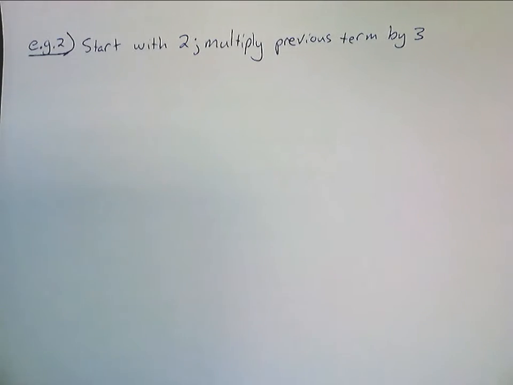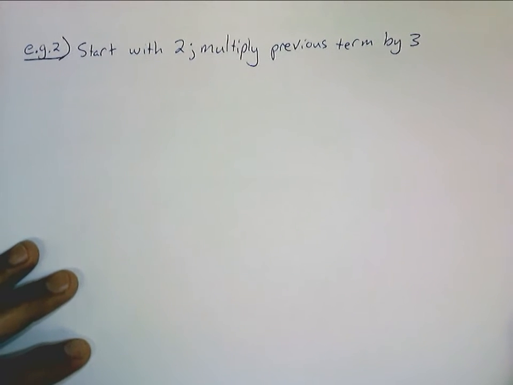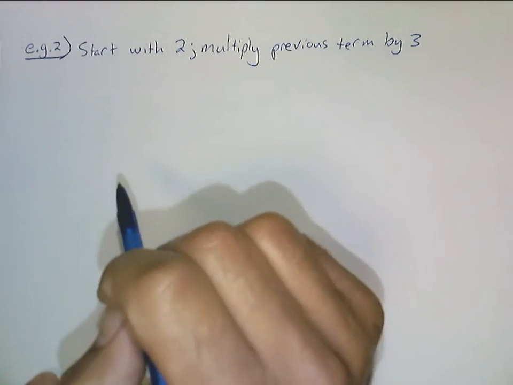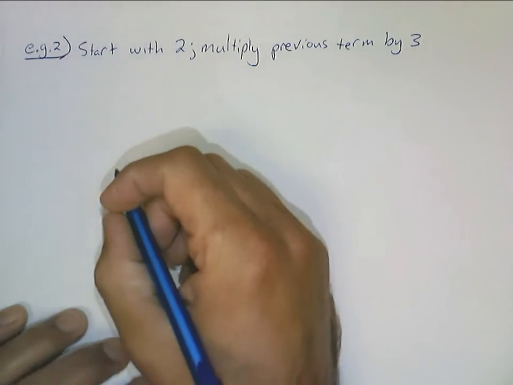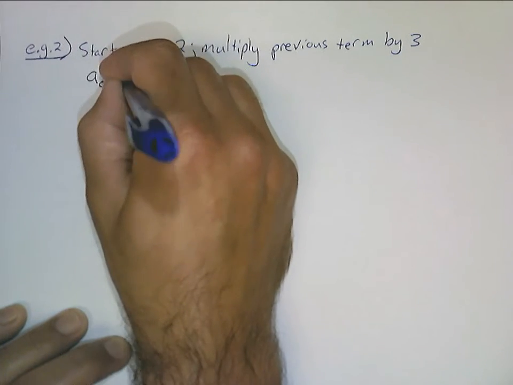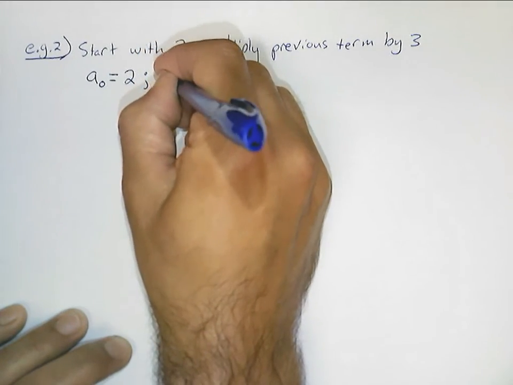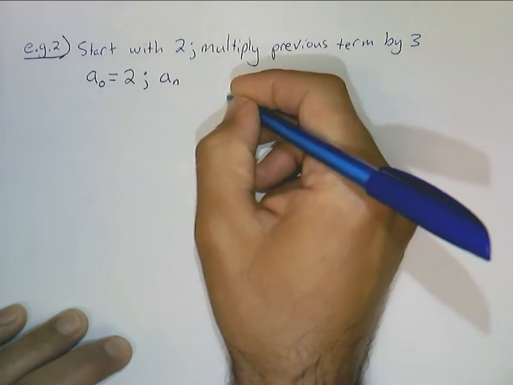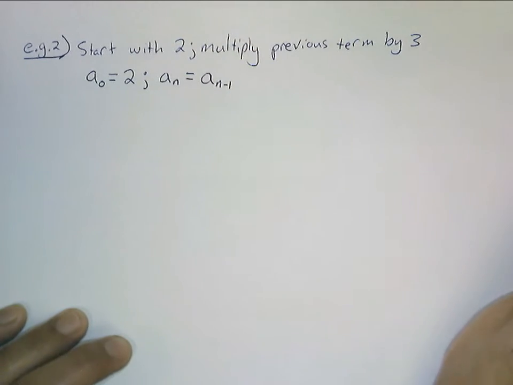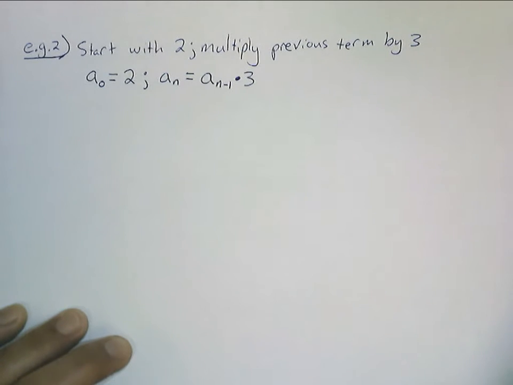Now, let's try a little bit different sequence here. Example 2. This time, we're going to start with 2 again, but instead of adding on 3, we're going to multiply the previous term by 3. So, with our subscript notation, a sub 0 is going to be 2, and then we get to a sub n, any particular term in the sequence, by taking the previous term, a sub n minus 1, and multiplying that by 3.